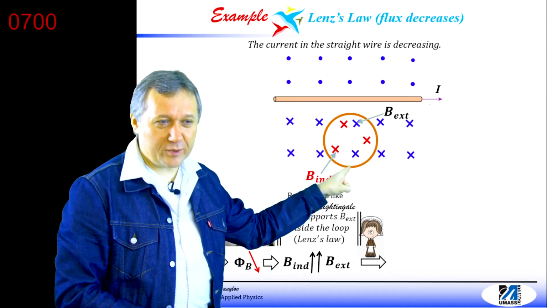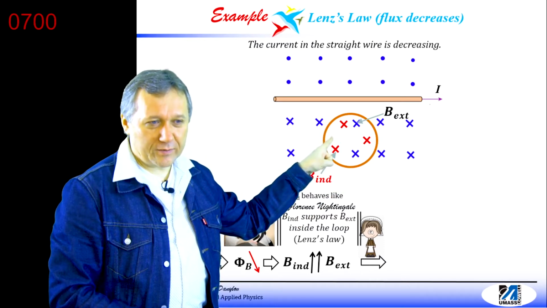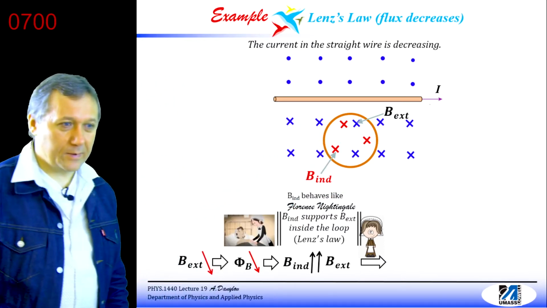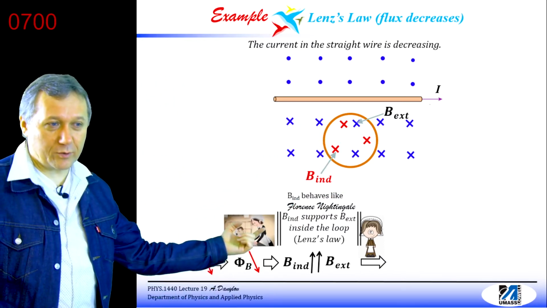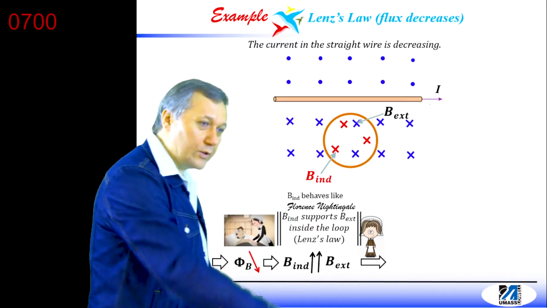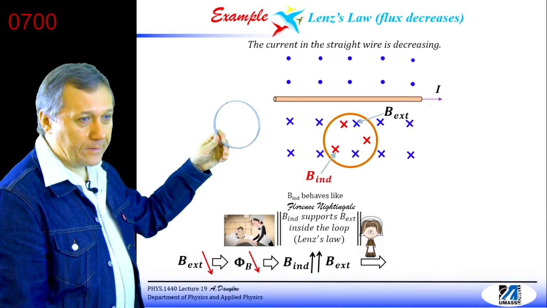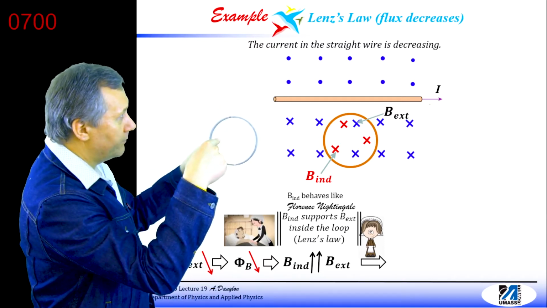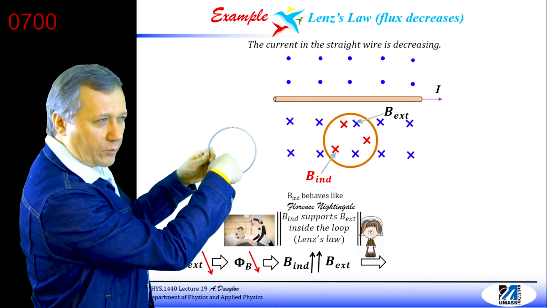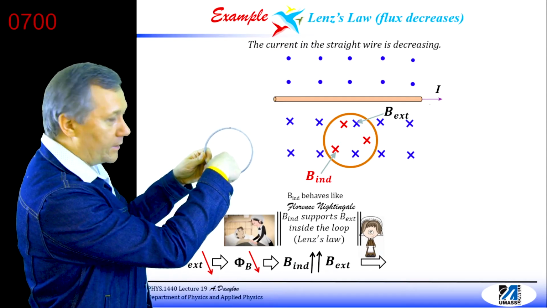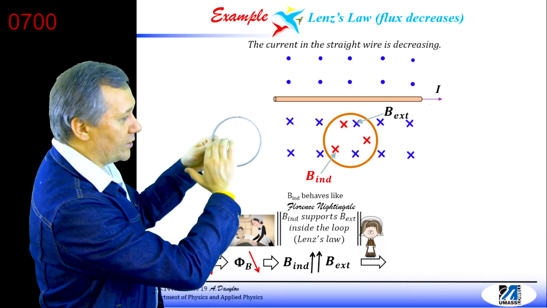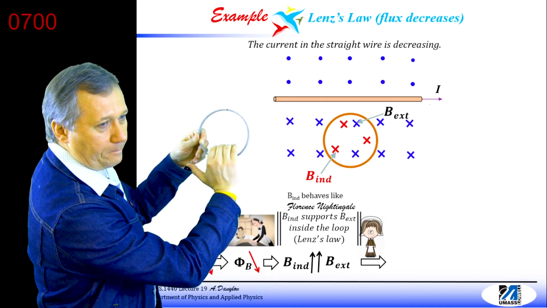External magnetic field into the board, induced magnetic field is into the board, right? Okay, so now once you know the direction of the induced magnetic field, again, right-hand rule number 2. Where is my loop? Here is my loop, right? So the induced magnetic field is into the board, cross. Right? So it means that I need to position my hand like this.